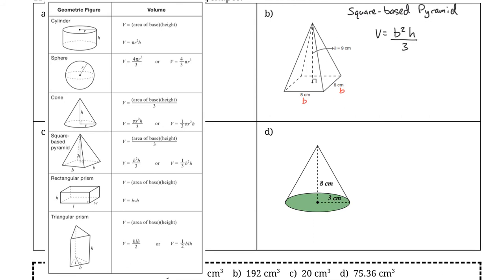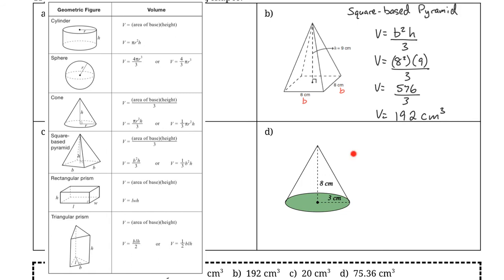And now we just need to plug those numbers into our formula. So that just becomes 8 squared times 9. And all of that needs to be divided by 3. And you can do the calculation in parts, or you can just put it all into the calculator at once. Just make sure you're multiplying everything at the top first. So in the top, we are going to have 576, and that needs to be divided by 3. So volume is just equal to 192 centimeters cubed.